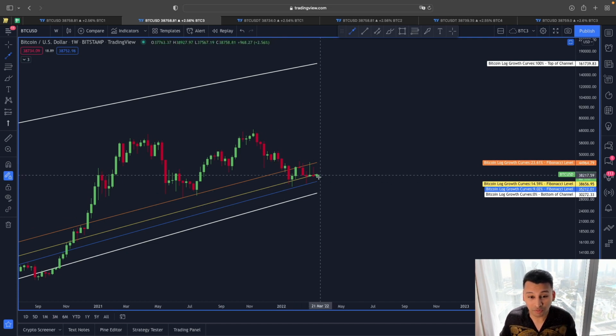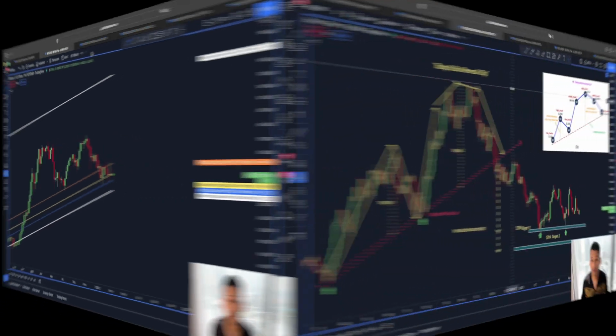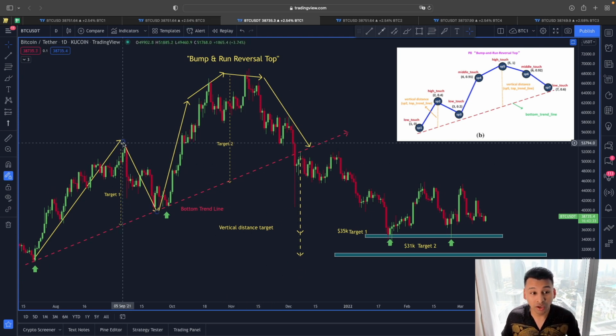And if you have watched my video, you know I showed you with this bump and run reversal top around this price range of 35,000 could be a retest, because if we look at this one here in a daily time frame, this has been a very important chart for us, because we have seen the price of Bitcoin approaching around this first target, but the second target, which is sitting around 31,000, is still open. We have been very careful about that.